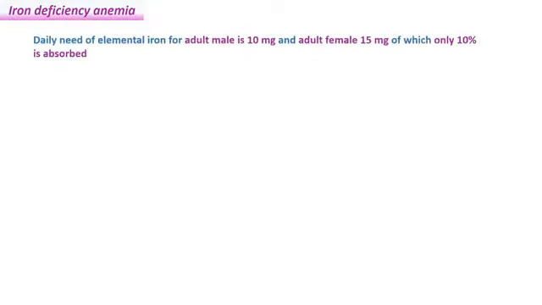Let us discuss the salient points regarding iron deficiency anemia. Daily need of elemental iron for an adult male is 10 mg and for an adult female it is 15 mg, of which only 10% is absorbed. Iron absorption largely occurs in the duodenum and jejunum.